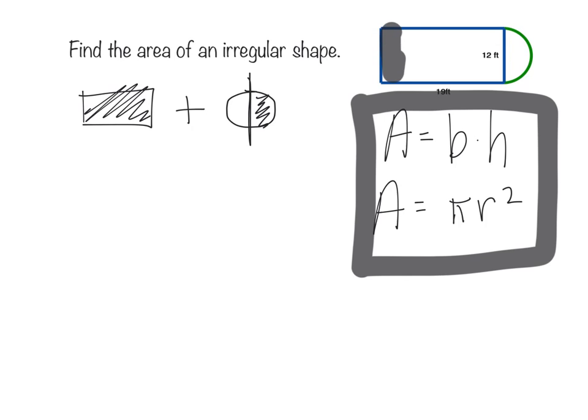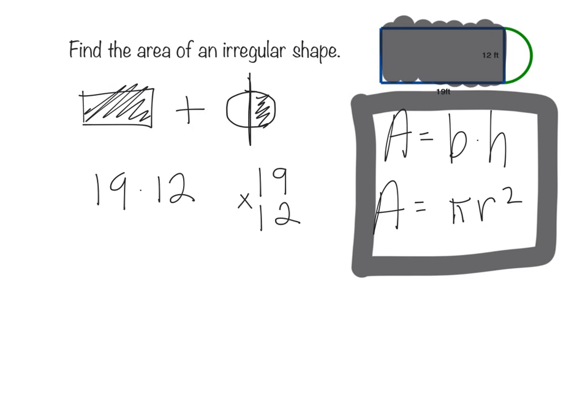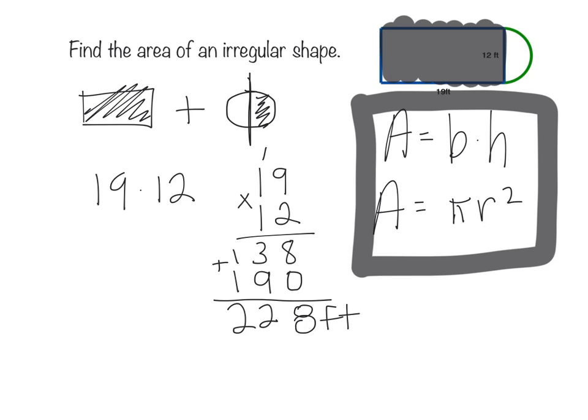Okay, I want to tackle the rectangle first. This whole shaded area is going to be the area of my rectangle. So I have 19 times 12. Actually going to write it out and do the math. 2 times 9 is 18. 2 times 1 is 2 plus 1 is 3. Placeholder. 1 times 9 is 9. 1 times 1 is 1. Add. We have 228. Okay, so 228 feet is the area of my rectangle.